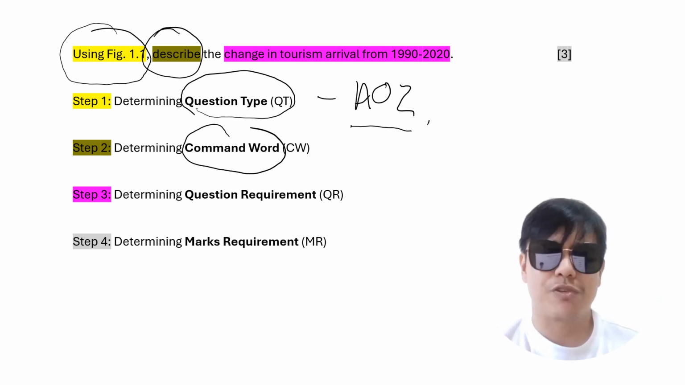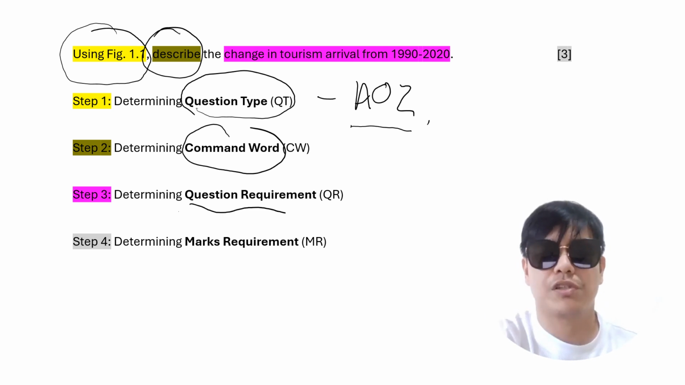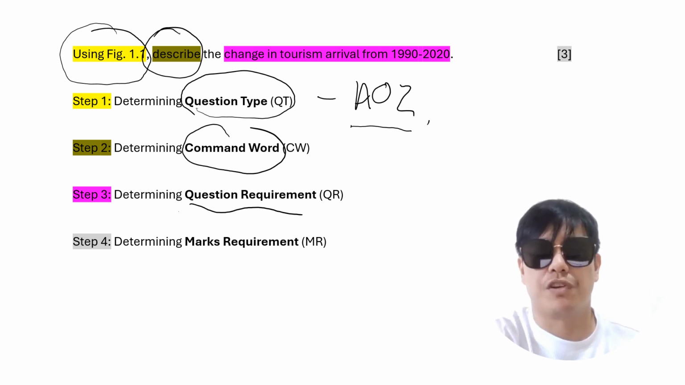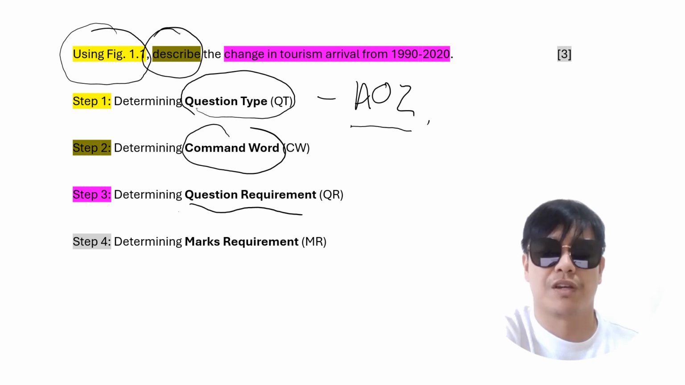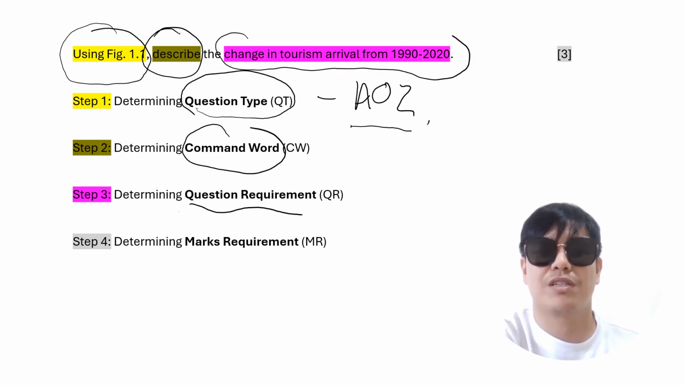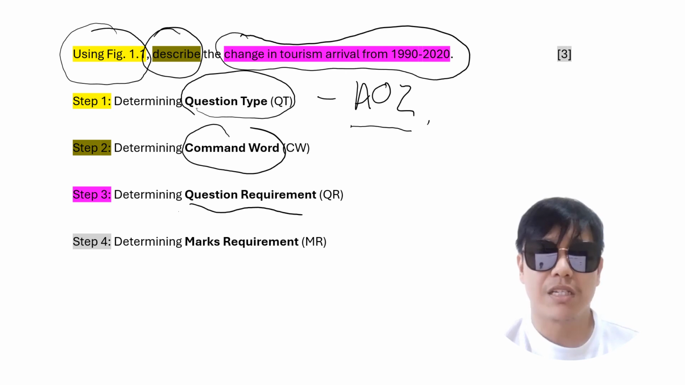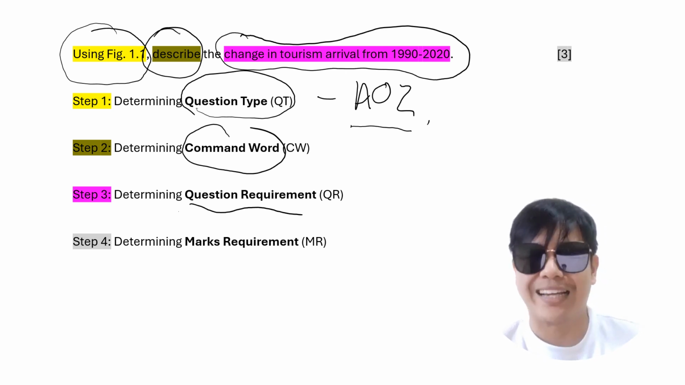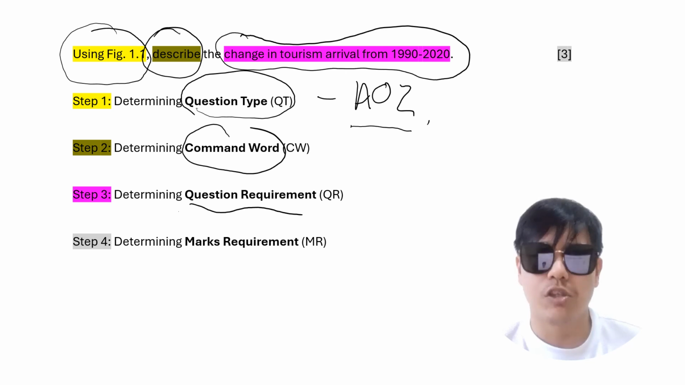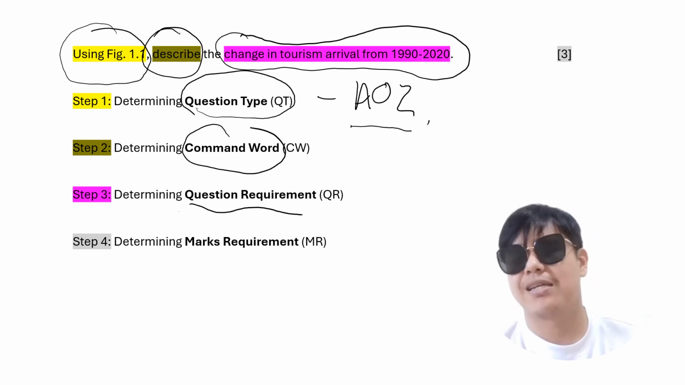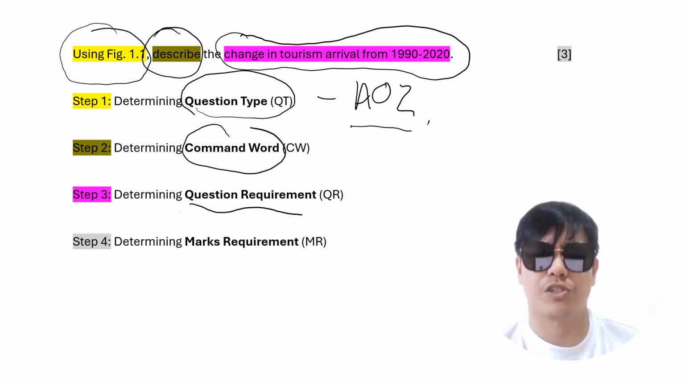All right. So for step 3, it is about determining the question requirement. Okay, many a times students miss out important question requirements, therefore not answering the question. And in this sample question, the question requirement would be the change in tourism arrival from 1990 to 2020. And usually the figure that's given is a graph that shows tourism arrival. It could be a simple line graph that has increased or decreased from 1990 to 2020. All right, so that's the question requirement.